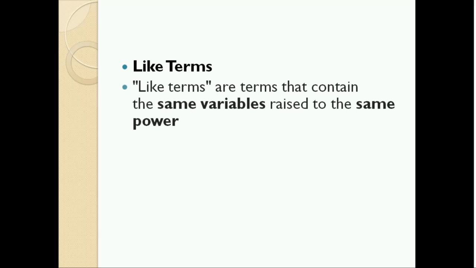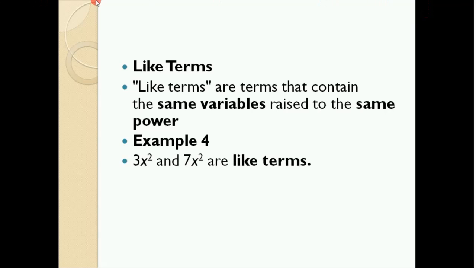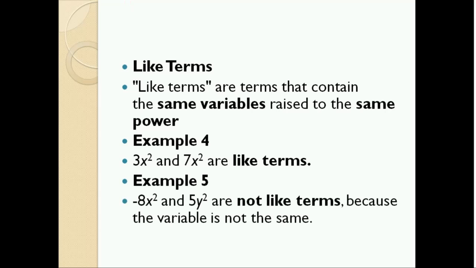Now I am explaining you the like terms. What is like term? Like terms are the terms that contain the same variable raised to the same power. For example, 3x squared and 7x squared are the like terms. Here x squared are the variables of the terms and both are same. You can see in next example, minus 8x squared and 5y squared are not like terms. Why? Because the variables are not the same. X squared and y squared are different.